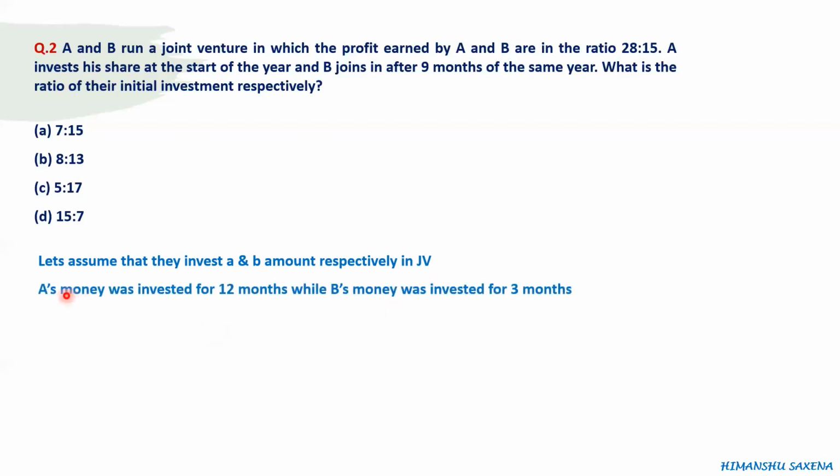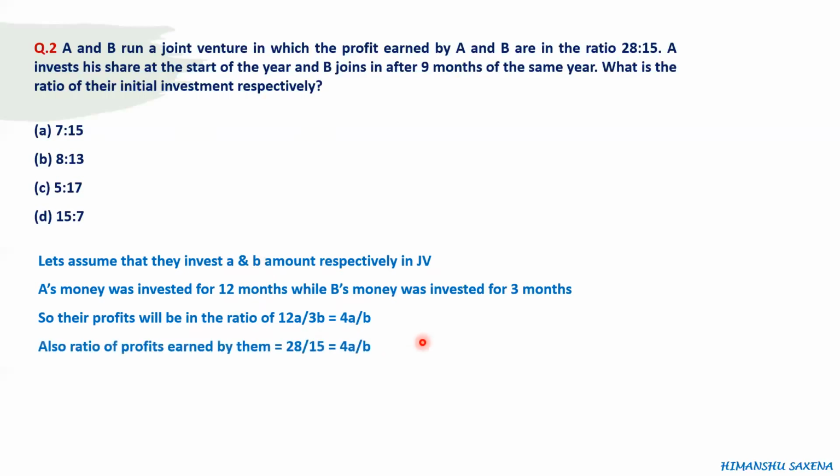Now A's money was invested for 12 months while B's money was invested for 3 months only, right? So A invested at the start of the year while B joins in after 9 months of the same year. So he is investing only for 3 months. Now, as we know, their profits will be in the ratio of 12 months into A divided by 3 months into B. So, how long has he invested and how much did he invest? So, profit is directly proportional to how long and how much. So, the ratio of the profits would be 12A divided by 3B, which is equal to 4A by B.